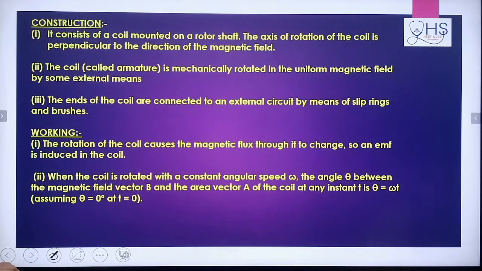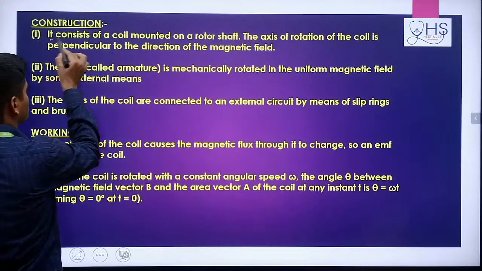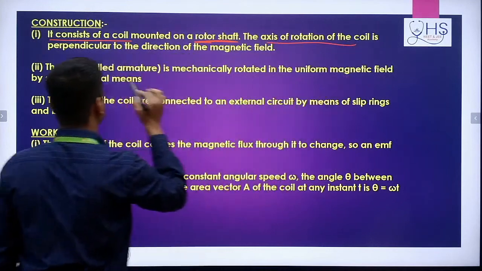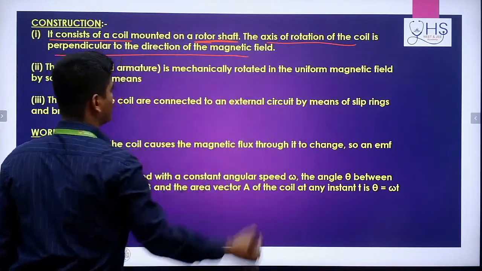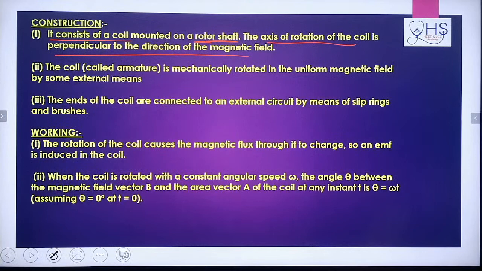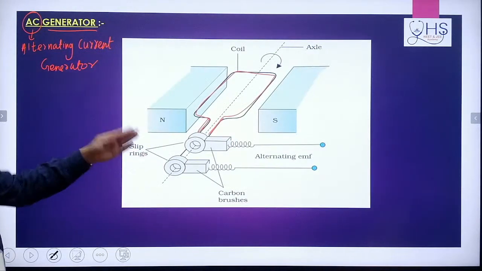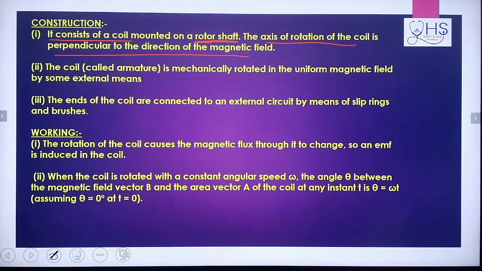The next come to construction and working. These two things basically we'll see. What is the construction? It consists of a coil mounted on a rotor. The axis of rotation of the coil is perpendicular to the direction of the magnetic field. So what is happening here? One rotor is there. In that one coil is attached and it is rotating. That's it. This is the idea you can remember.